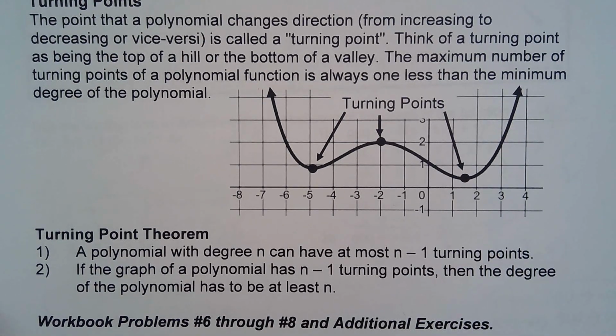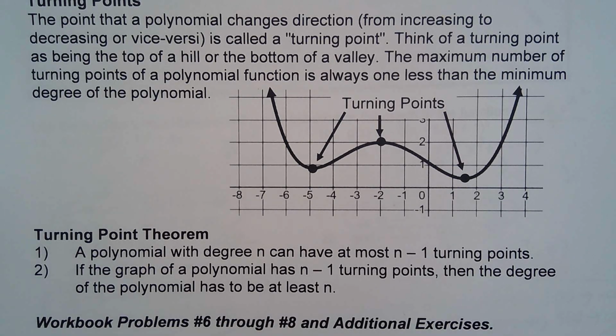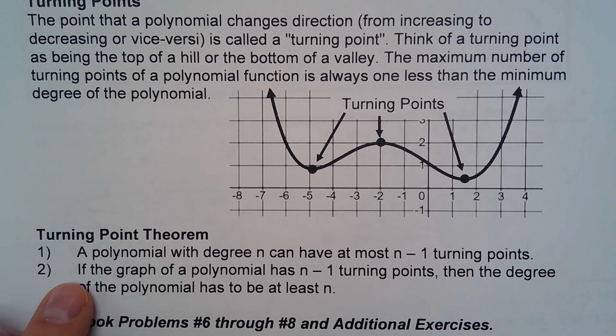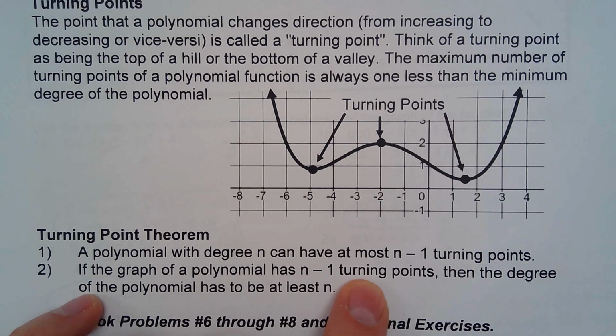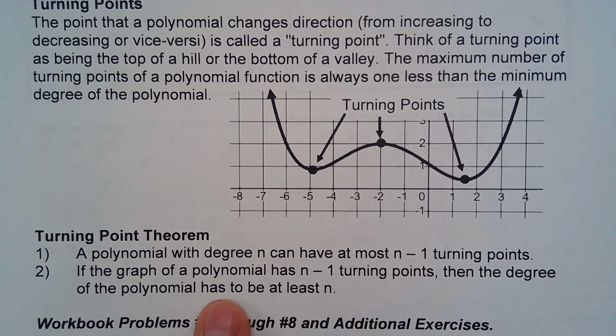A polynomial with degree n can have at most n minus 1 turning points. So if my polynomial is degree 5, I can have at most 4 turning points. Now the actual graph may have 0 turning points, or it might have 1, or it might have 2, or it might have 3, or it might have 4. It's just that would be the maximum number of turning points it could have. If the graph of a polynomial has n minus 1 turning points, then the degree of the polynomial has to at least be n.